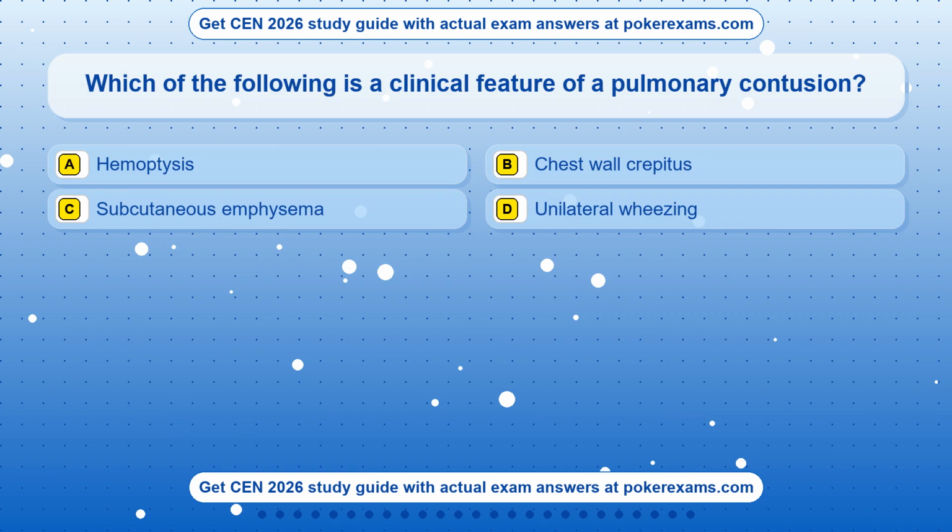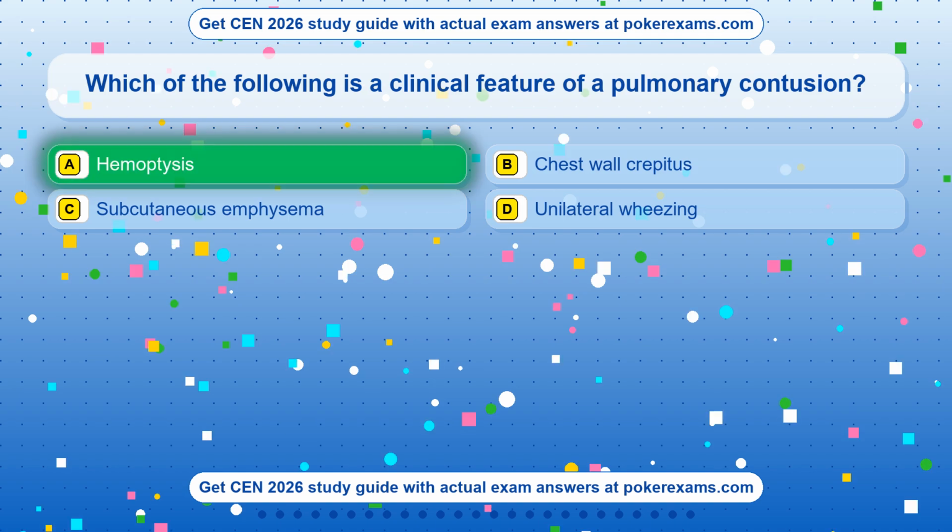Question 19. Which of the following is a clinical feature of a pulmonary contusion? Option A, hemoptysis. Option B, chest wall crepitus. Option C, subcutaneous emphysema. Option D, unilateral wheezing. The correct answer is option A.